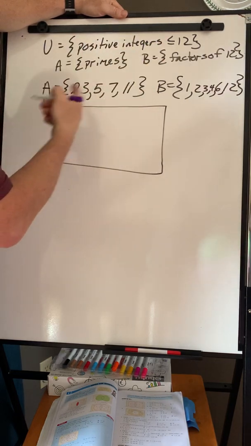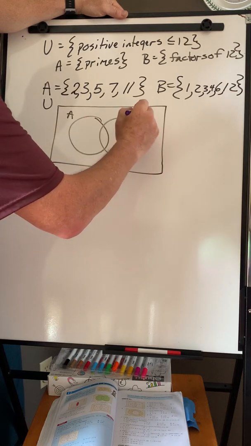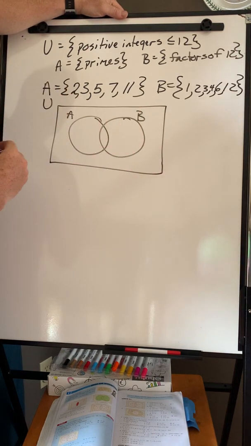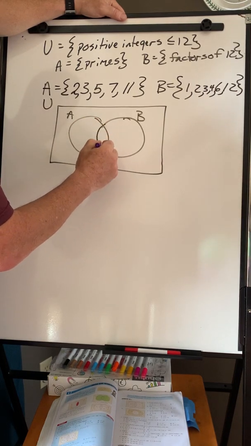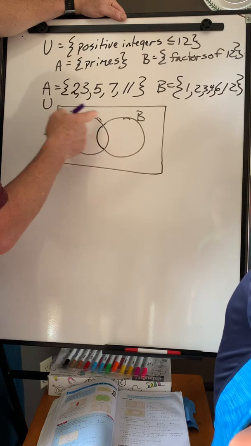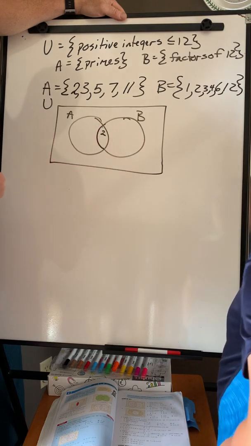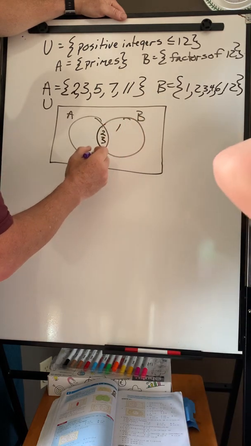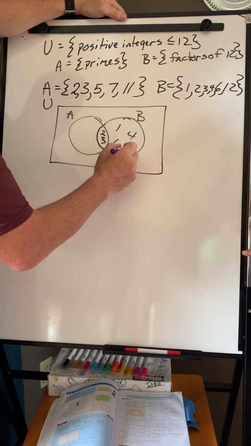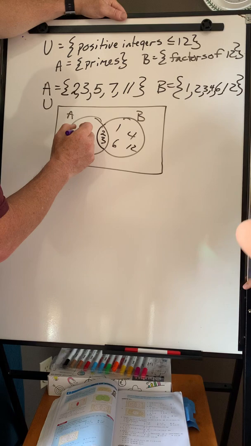U represents the universal set. We've got circle A, circle B. So do we have anything that goes in this middle part? Which stuff is in both sets? 2. Is that it? 3. So then we write all the other ones in the rest. So in B, we're going to have 1, 4, 6, and 12. 12 is considered in it. Okay, and 5, 7, 11.